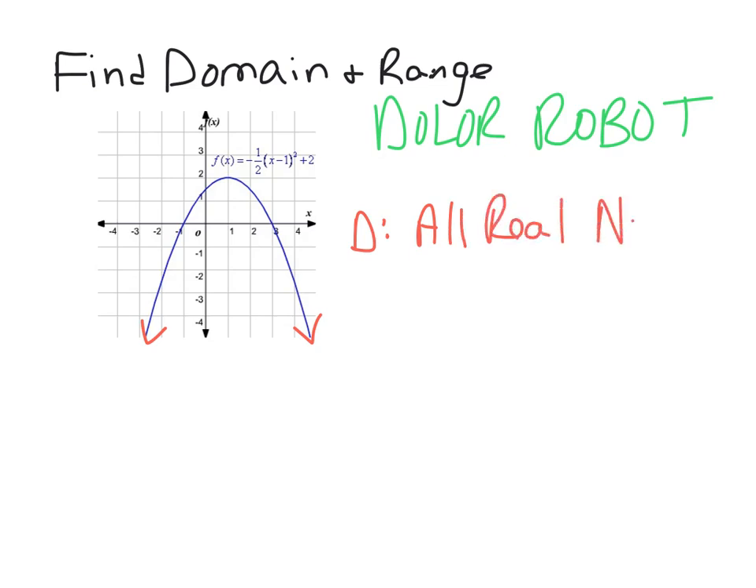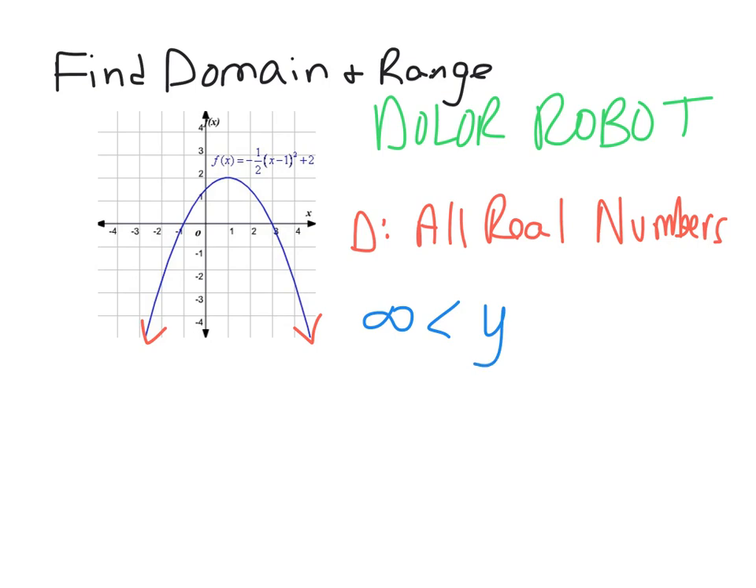Now on our range, Robot says that our range is read from bottom to top. So if I try and put a boundary down here at the bottom, I find my arrows and realize I can't put a boundary on the bottom. So I'm just going to go ahead and write infinity on the bottom. And we know we're dealing with y. Y will never reach infinity.